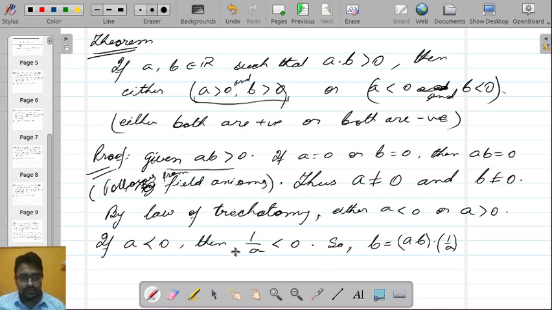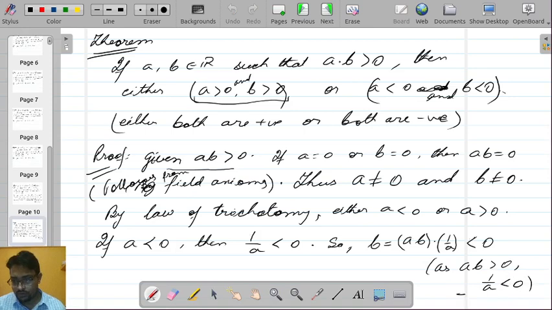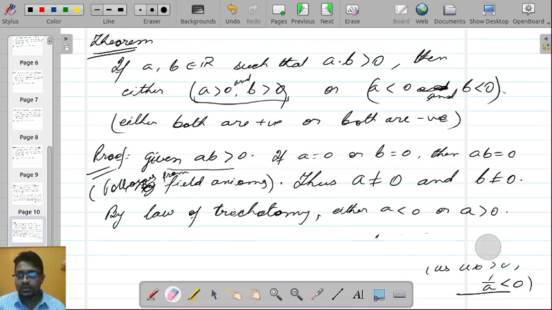So if A is less than 0, then 1 by A is less than 0. So B, equal to this AB into 1 by A, is going to be less than 0, as AB is greater than 0 and 1 by A is less than 0. This way we can do it, or let us do it in a different way.